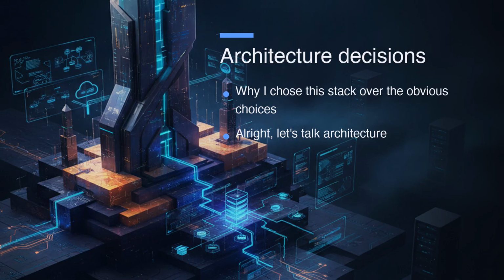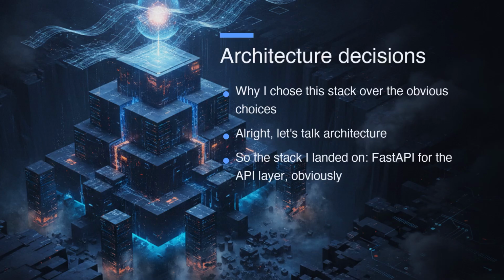So the stack I landed on, FastAPI for the API layer, obviously. Kubernetes on GKE for orchestration because I needed the auto-scaling granularity that you just don't get with simpler platforms. Redis for caching and as a message broker for async jobs. Postgres with pgvector for the vector store because maintaining a separate Pinecone instance felt like unnecessary operational overhead for my scale. And then model serving through a custom setup using vLLM, which we'll get into.